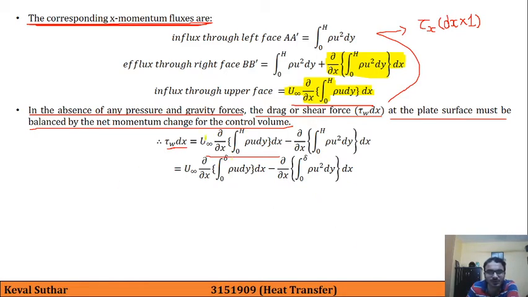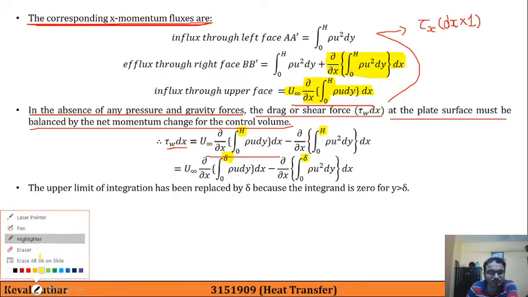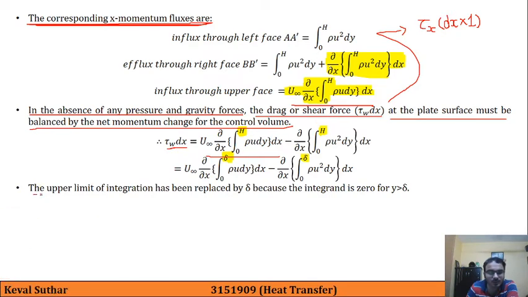If you see carefully, previously we were having h, and now we are having delta. That is, we have changed the integral portion. Why? Because the upper limit of integration has been replaced by delta, because the integrand is 0 for y greater than delta. So above delta, these two integrals will be 0. So finally what we are getting is this.